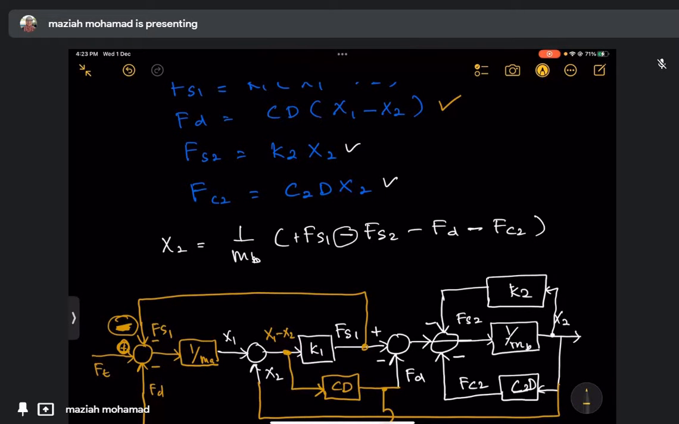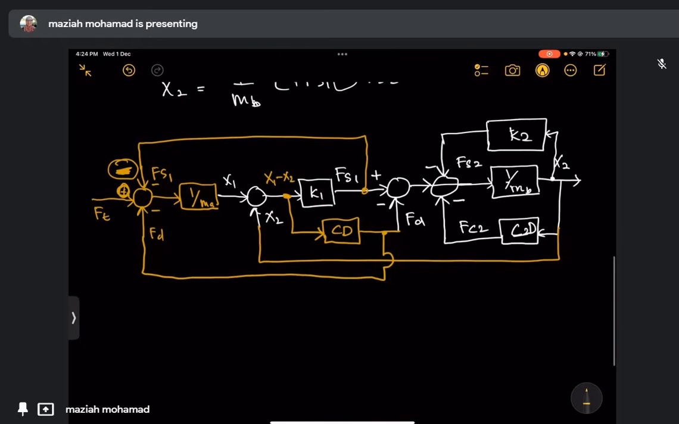Madam, is the direction of the damper always opposite to the displacement? Yes, we consider the damper always tries to oppose the direction of the movement. Okay. Thank you, madam.